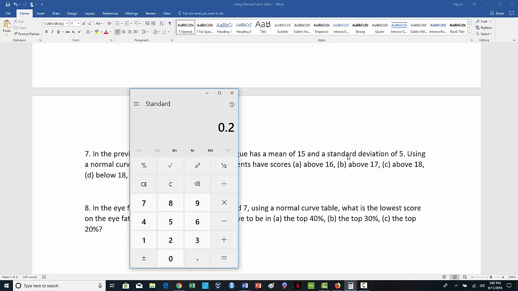If the mean is 15 and the standard deviation is 5, a score of 16 is 0.2 standard deviations above the mean. In other words, it's a z-score of 0.2. If that's not totally clear to you, just use the z-score equation to figure out what these numbers are in terms of z-scores, and if you do the math, you'll get the 0.2.